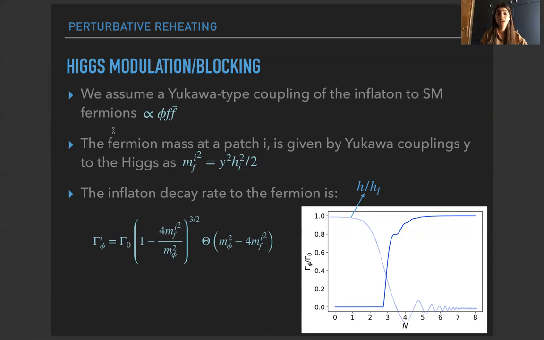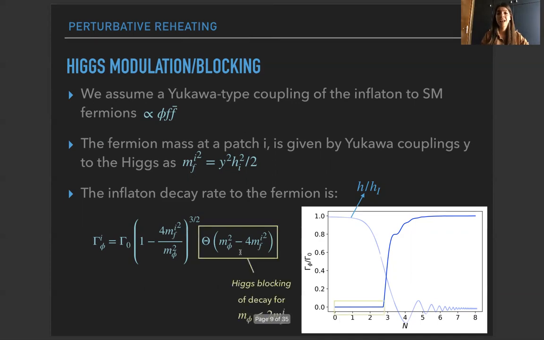Now, if you assume a Yukawa type coupling of the inflaton to fermions, then your decay rate will look something like this. Here I have plotted the decay rate for some value of the Higgs VEV, and also the evolution of the Higgs VEV as time goes by. N is the number of E-folds after the end of inflation.